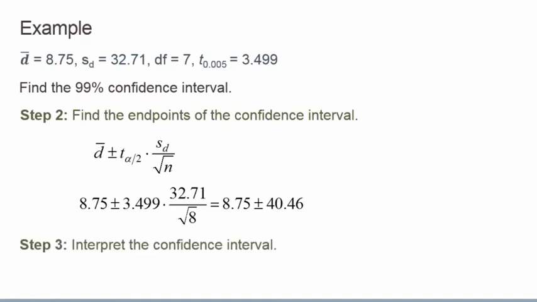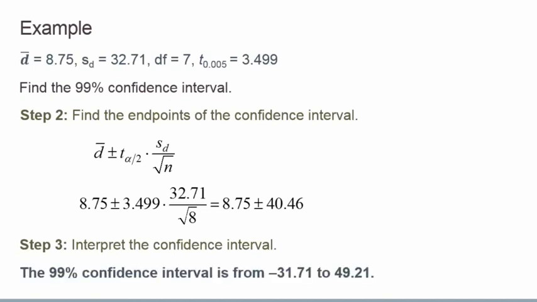40.46. Step 3. Interpret the confidence interval. That means we need to find the value that is 8.75 minus 40.46 and 8.75 plus 40.46. The 99% confidence interval is from negative 31.71 to 49.21.